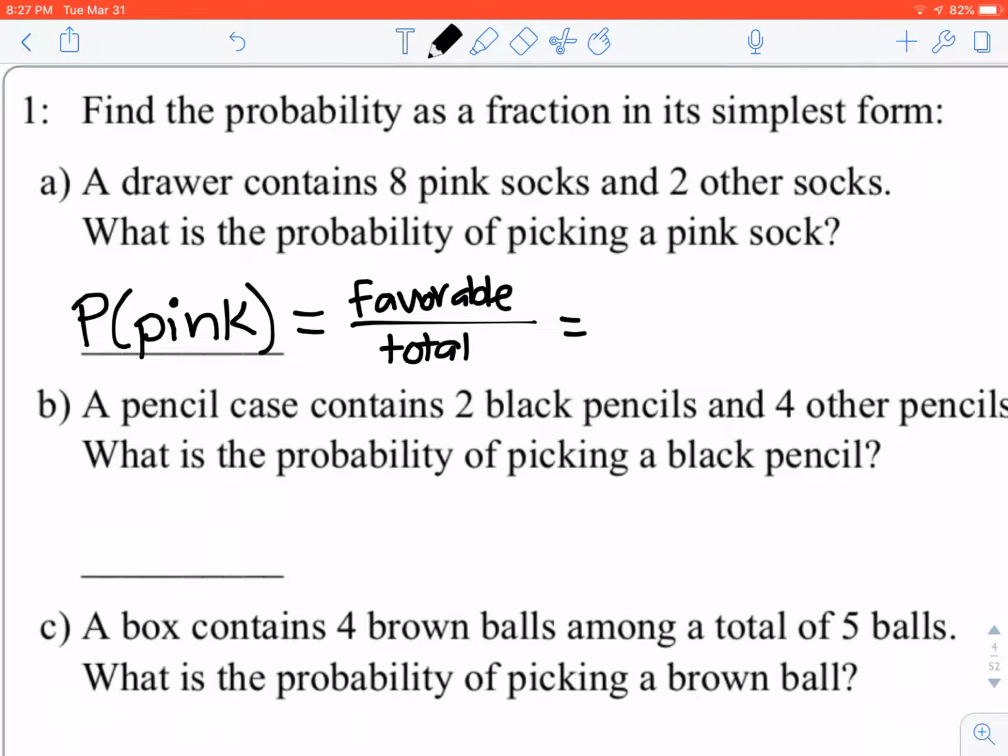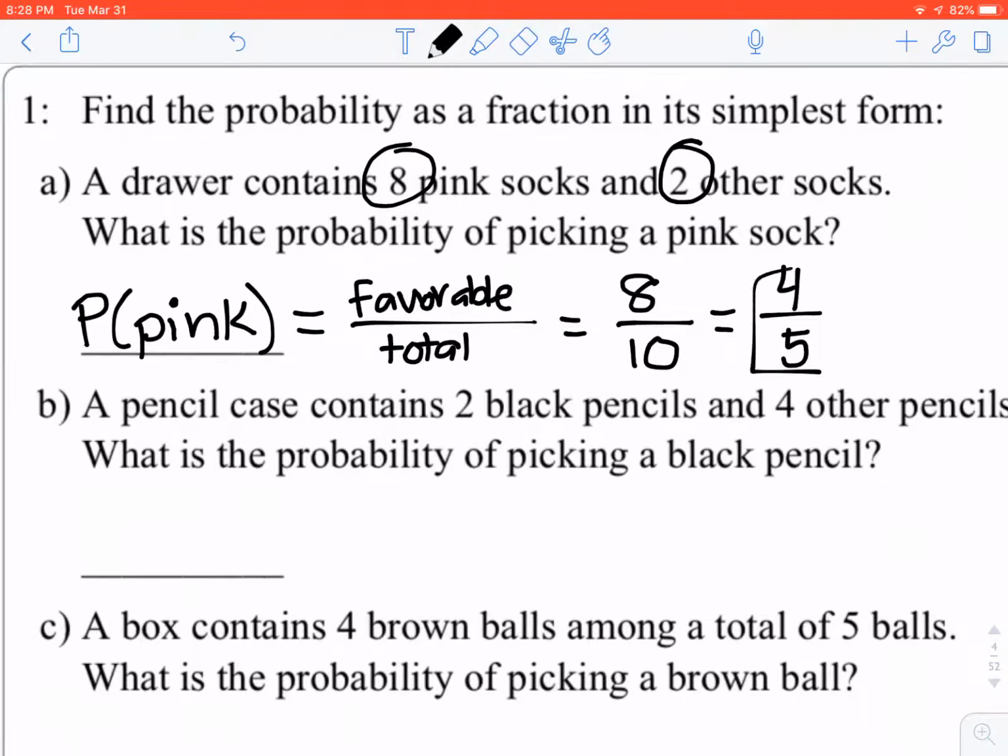Okay, so for pink socks, there are 8 pink socks. To get the total on this, you want to make sure that you are adding the entire amount of socks that are in this drawer. So to get your total, 8 plus 2 is 10. Once you have your favorable and your total, check and see if it can be reduced. So in your calculator, you're taking 8 divided by 10. Math, enter, enter. Which reduces to 4 over 5.